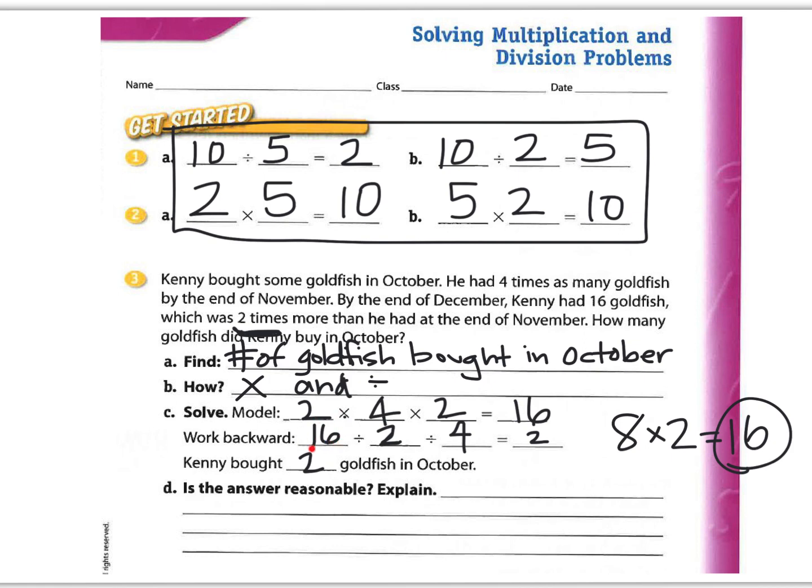So then if we go backwards, 16 divided by 2, because he had 2 times more, would be 8. 8 divided by 4 is 2. So he bought 2 goldfish in October. So yes, because we used multiplication and division. So that's why it is reasonable.